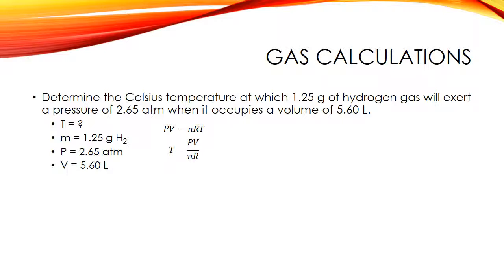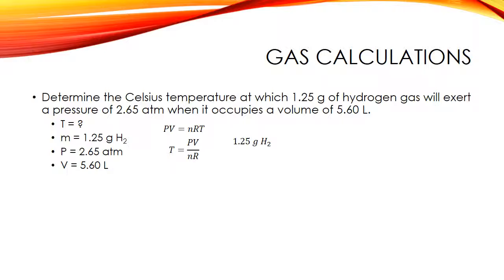If you look at the quantities we have here, we know the pressure, we know the volume. R is a constant, so we always know that. But we're not given n. We're not given the number of moles. Do notice, though, that we are given the mass. So the first thing we need to do here is convert that mass we're given into moles.